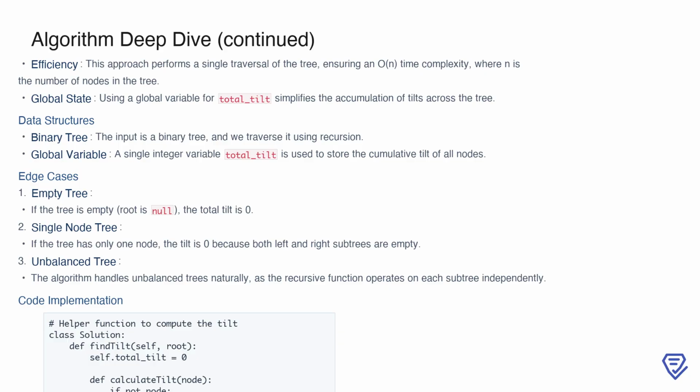Since each node is visited exactly once, the time complexity of the algorithm is O(n), where n is the number of nodes in the binary tree. This makes the solution highly efficient for large trees.